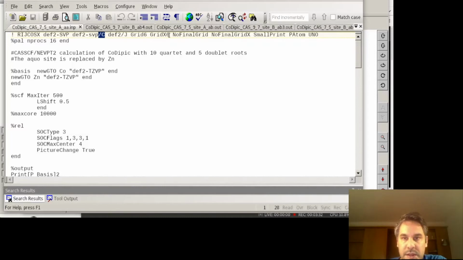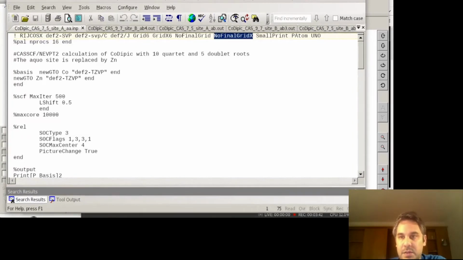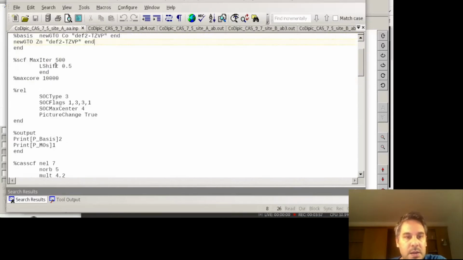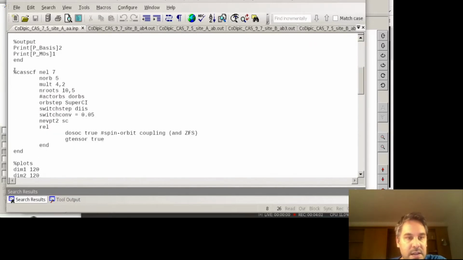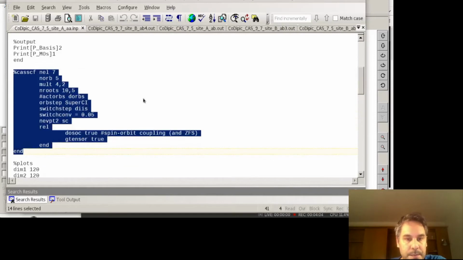Then I'm using a relatively good grid. This NoFinalGrid X, you can erase it. I've been told by the ORCA team that this is actually changing the presets that this GridX6 option is using, but in this case it's not very important. So everything is standard, but we have the CASSCF module here.